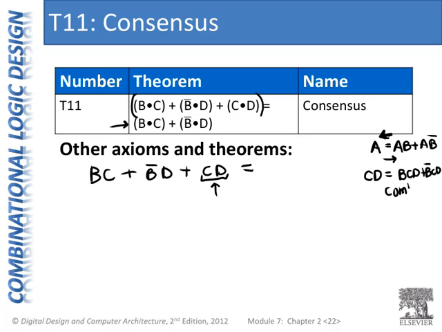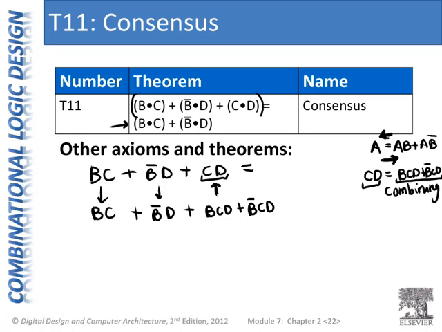So again, this is using combining in the other direction, the direction we haven't used up until this point. So I'm expanding this term using combining. Okay, so I replace this term C and D with B, C, D, or B bar, C, D. And then I don't forget to bring down the other terms, B bar D, or BC. And you can see how I try to keep these aligned so it's easy for me to tell that I haven't forgotten to bring down one of the terms.